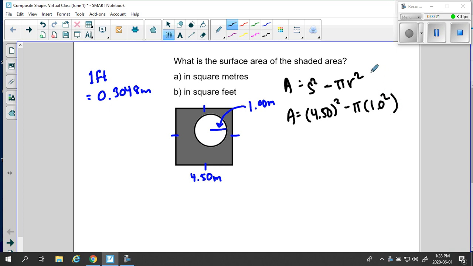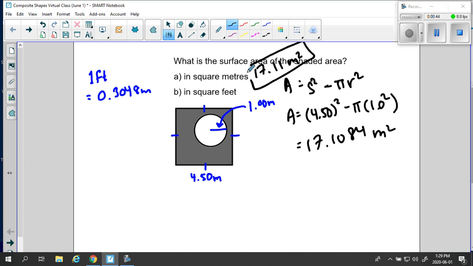So 4.5 squared minus pi times 1 is 17.1084. And I'll keep 4 decimal places because I am not done. But this is in square meters. So I'll put 17.11 square meters because they gave us 2 decimals.